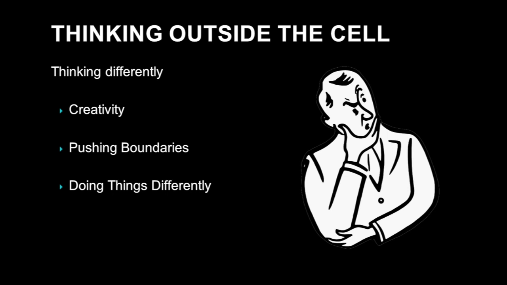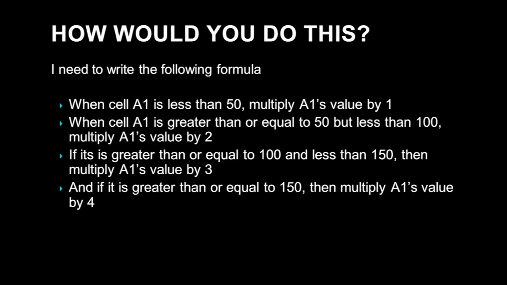So having all that in mind, just take a second and have it in mind that we're going to think about problems creatively. I'm going to present a challenge to you. So here's the challenge. We need to write a formula. Here are the rules. When cell A1 is less than 50, you're going to multiply that value. So let's think about this as the reference to A1. We're going to multiply A1 by 1 or by nothing.